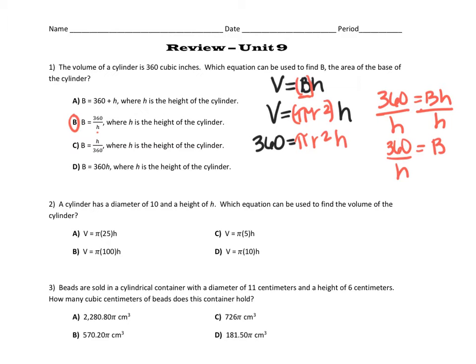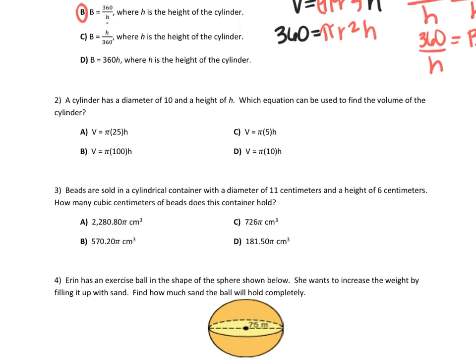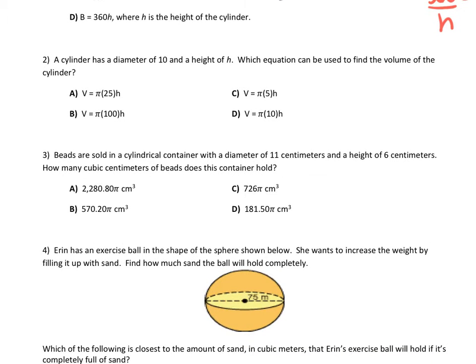Okay, number 2. A cylinder has a diameter of 10 and a height of h. Which equation can be used to find the volume of the cylinder? Okay, so volume is still pi r squared h. It's really big B times h. Which equation can be used to find the volume of the cylinder?